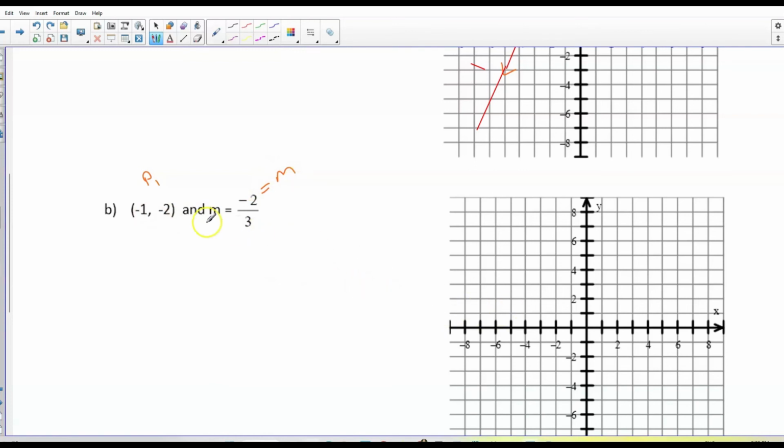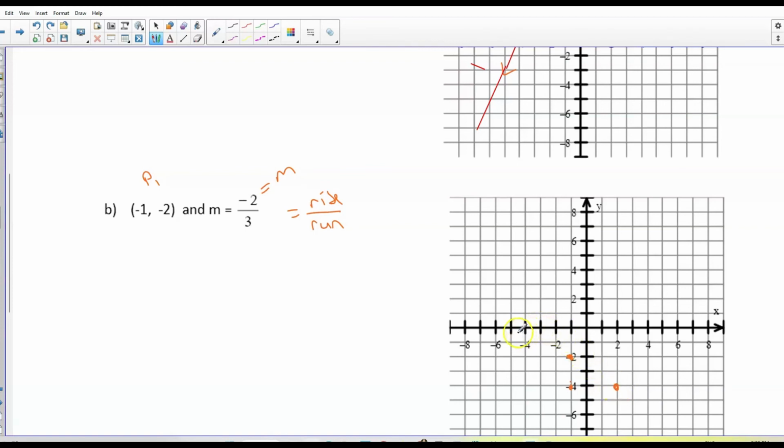Let's plot our first point. So -1, -2, right about down here. And our slope is -2 over 3. And remember, our slope is rise over run. So if we have a negative rise, that means we're going down. So I'm going to go down 1, 2, and I'm going to go over 3: 1, 2, 3. So here are the 2 points that I want to use.